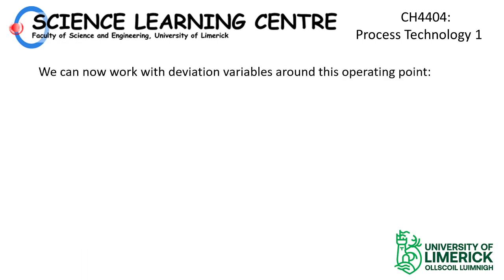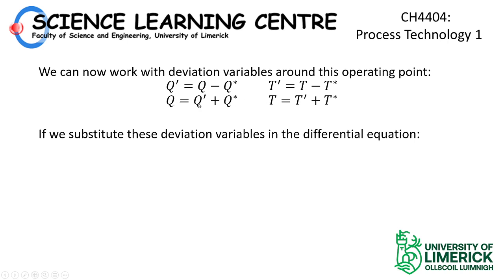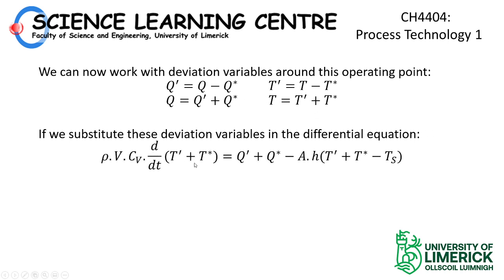Next, in order to go through the rest of the question, we should work with deviation variables. This will make the problem statement slightly friendlier. These are our deviation variables. So Q prime is Q minus Q star. In other words, Q is Q star plus Q prime. Rearranging this, we do the same with temperature as well. Now we plug Q and T into our governing equation. So we can see T star plus T prime, Q prime plus Q star, and T prime plus T star. For the time being, this seems to be more complex than before.